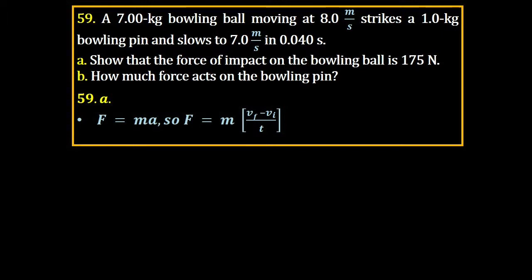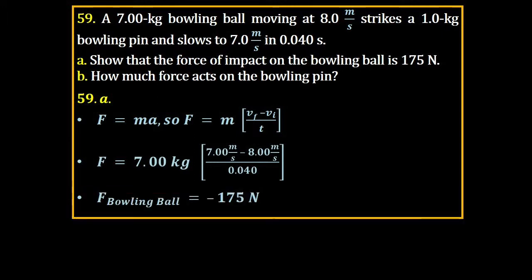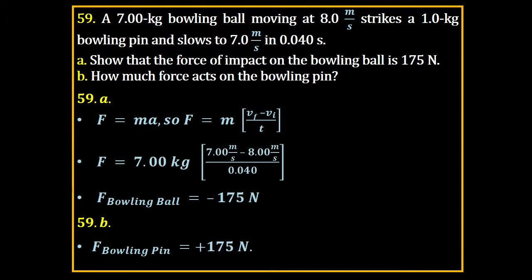Okay, I checked the times and I kind of reduced them. What's going to happen is you're going to take the difference of the velocity. So it'll be 7 minus 8 divided by 0.04 times 7 kilograms, and that will be negative 175. And then, relative to Newton's third law, B, the force on the bowling pin would be plus 175 newtons. So equal and opposite.